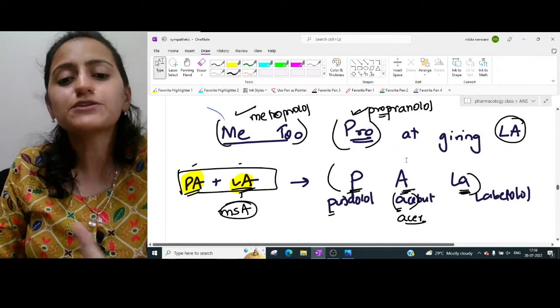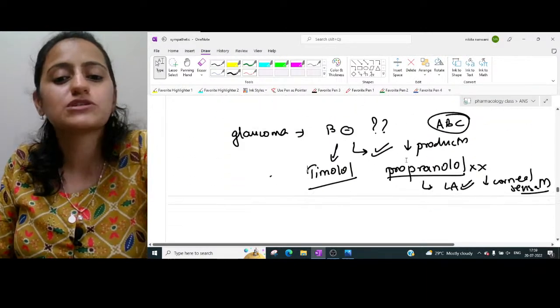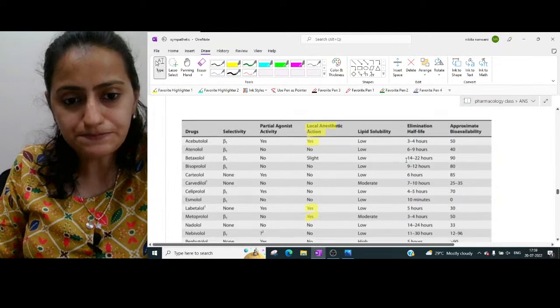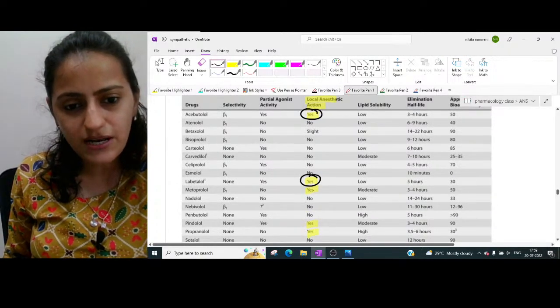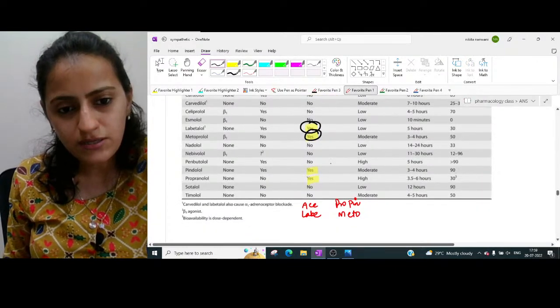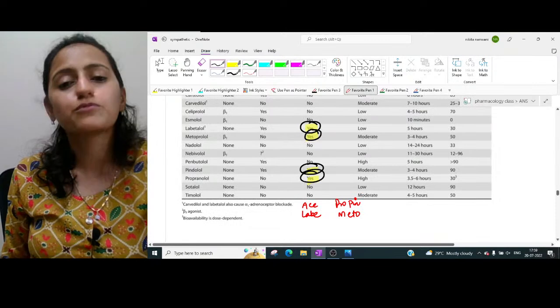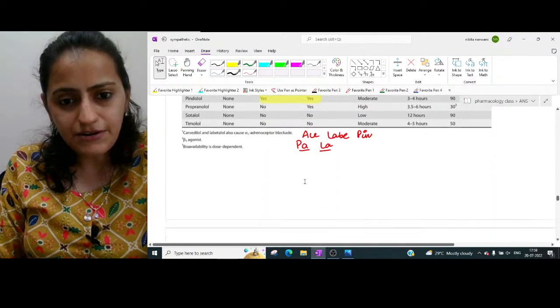So me too is pro at giving LA, and PALA drugs are both. Pindolol, acebutolol, labetalol, they are both. So for local anesthetic you can see acebutolol, labetalol, metoprolol, and you have pindolol, and you have propranolol. PALA drugs have both.